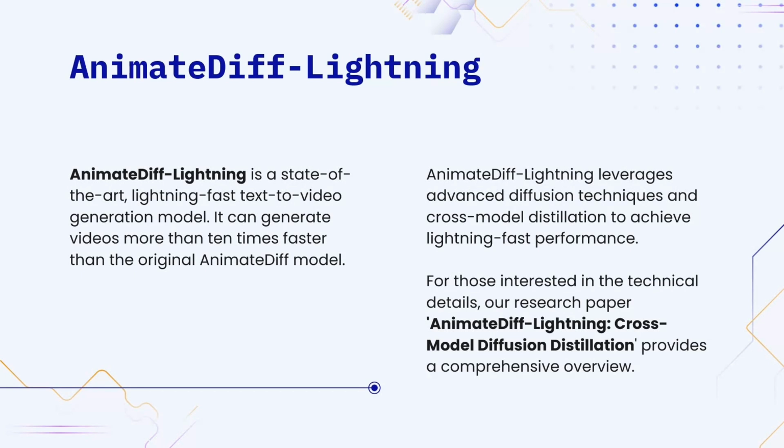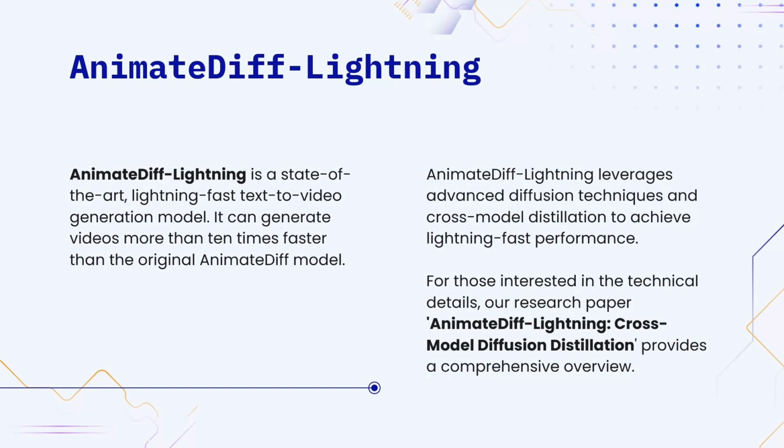AnimateDiff-Lightning is a groundbreaking text-to-video generation model celebrated for its lightning-fast performance. It can generate videos more than 10 times faster than the original AnimateDiff, making it ideal for applications requiring quick turnaround times. The AnimateDiff-Lightning model uses advanced techniques in deep learning and cross-model distillation to convert textual descriptions into visually appealing GIFs. It incorporates a motion adapter that enhances the quality of animations by ensuring smooth transitions and realistic movements.